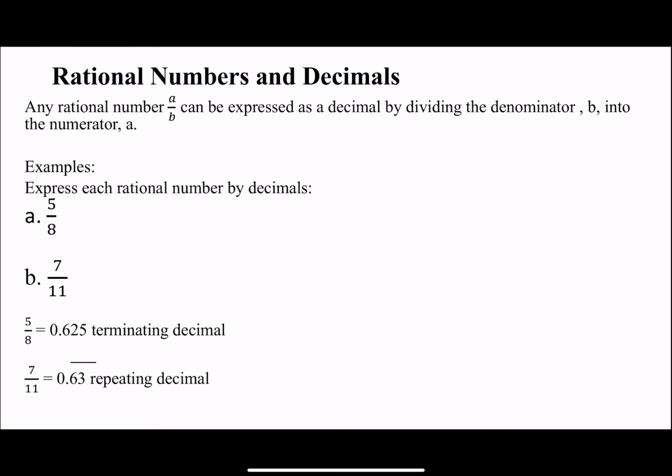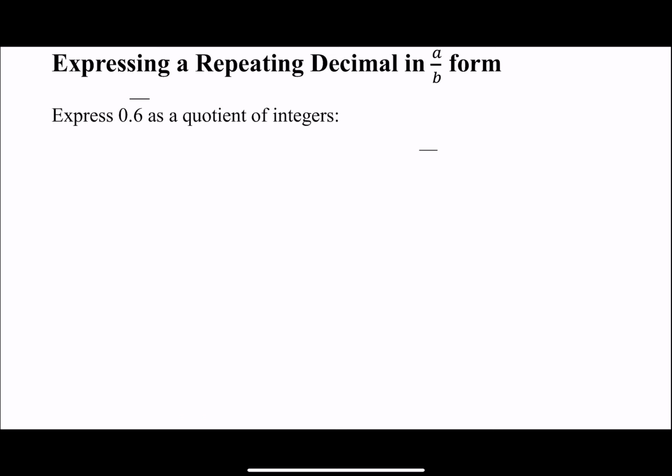So 5 over 8 is 0.625, a terminating decimal. The decimal ends. But when you divide 7 by 11, you get 0.636363, where 63 is repeating. We call that a repeating decimal. How can we express a repeating decimal in a over b form?